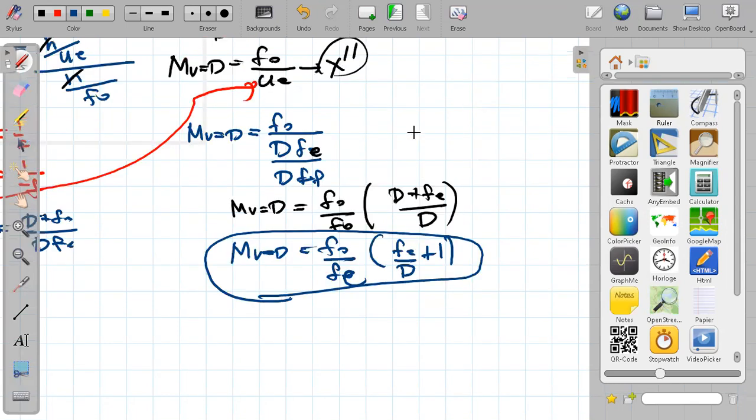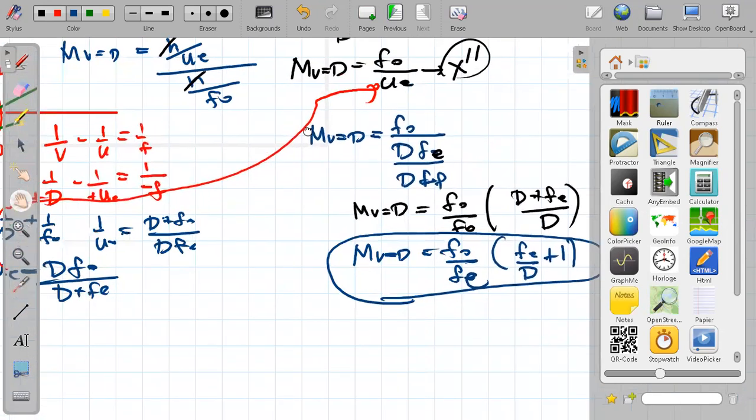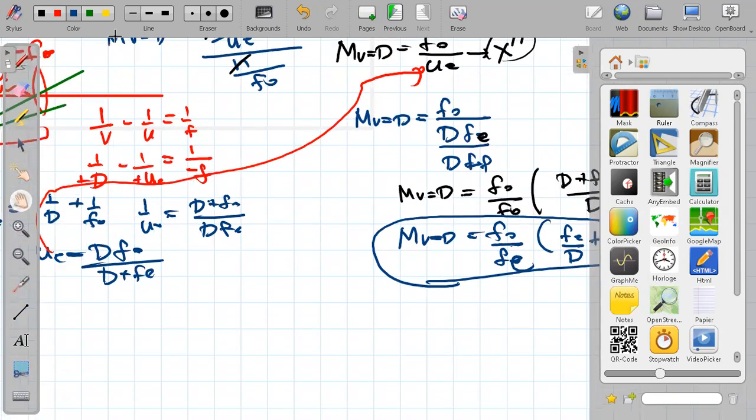Explain the F naught and Fe. Where? I will mark a few points. Which point? It is like A, B, O, C. Which point?